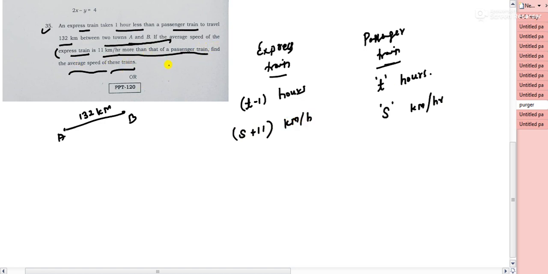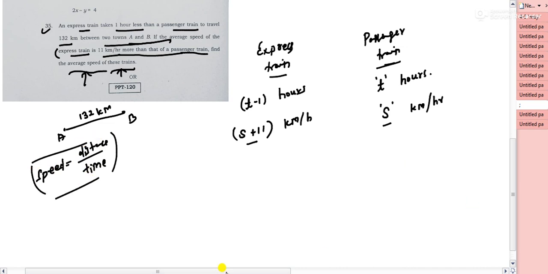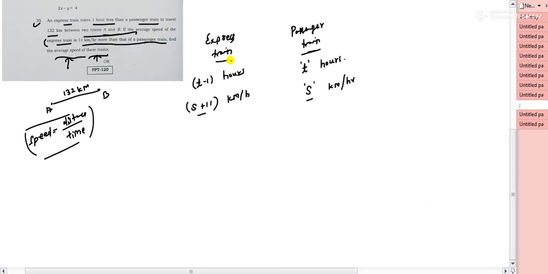Now we need to find the average speeds of these trains, which means you need to find s and s plus 11. Got it? So we have the formula. You might have learned this in physics or science classes, that speed is equal to distance by time, correct? So this we are going to apply in this question. Here s is speed and t is time.